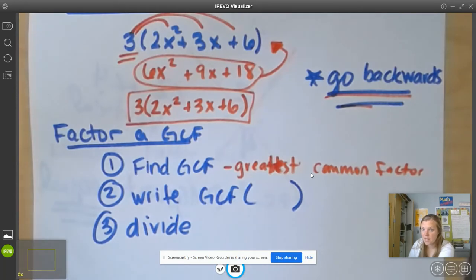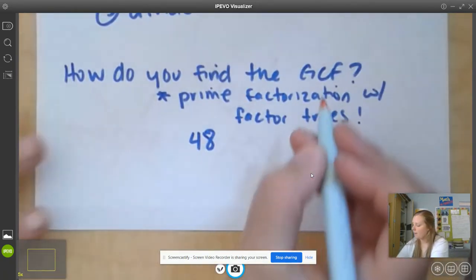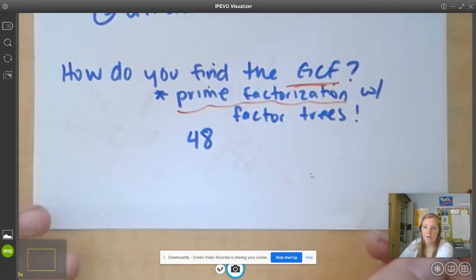Now, the hard part about this is making sure you can find the greatest common factor. So if you're somebody that struggles with multiplication facts and division, this might be particularly challenging for you, because this relies on the knowledge of your multiplication facts. And so how do you find the greatest common factor? I want you to do prime factorization or factor trees, if you can't think of what the greatest common factor is.